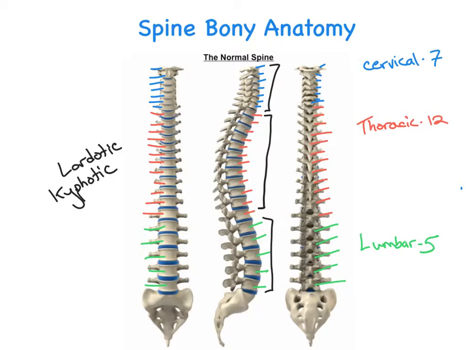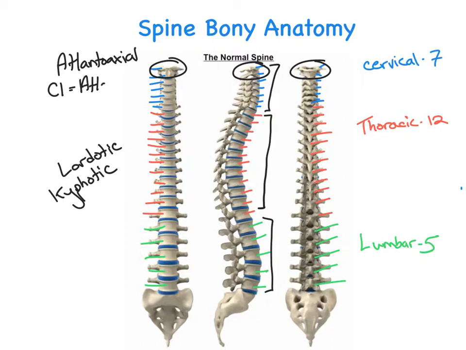We also have some important joints to note. The joint between C1 and C2 is called our Atlanto-Axial Joint. We name it this because our C1 is termed our atlas, and our C2 is termed our axis. And again, this joint is where 50% of the rotation in the cervical spine comes from.